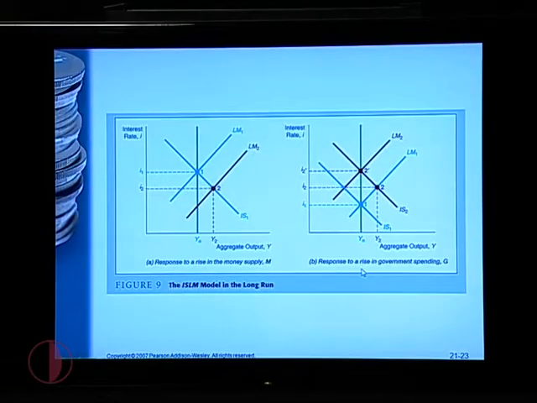Response to a rise in the money supply, while this is the response to a rise in government spending. From I1 to I2, point 1 to point 2, while this is the natural level of output, this is Y2, aggregate output. When interest rate declines, it makes the LM curve shift from LM1 to LM2, and the IS curve remains fixed, and this is the natural level of output.